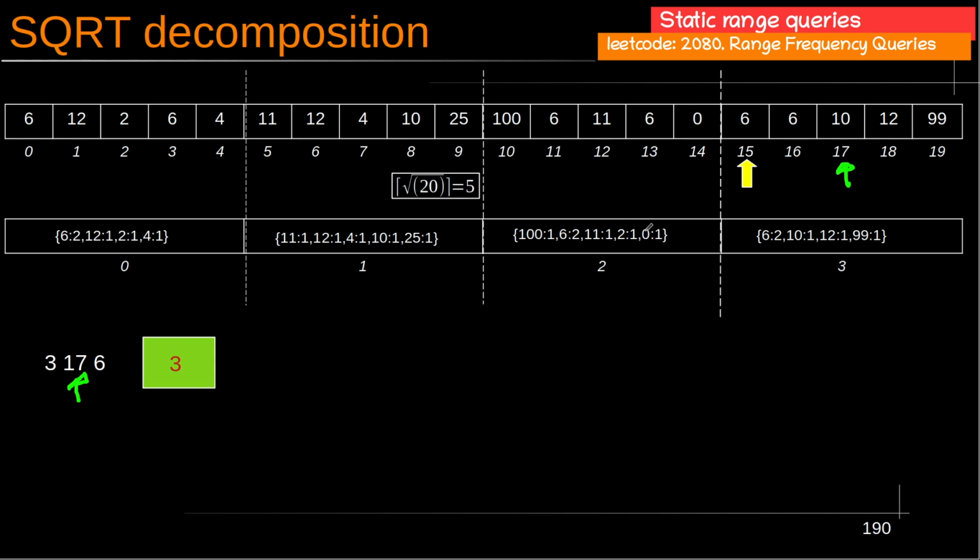So, which means if we have a 6, for example, here, it will not be in the answer. Which means we have to go element by element in this case. Check 15. In 15 we have 6, so we add 1. We go to the next element. To 16, we have 6, we add 1. We go to 17, to the right boundary. We have 10, so we do nothing. So from 3 to 17, we have 5, 6.